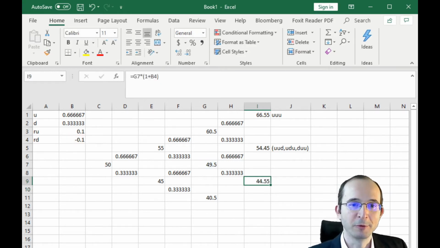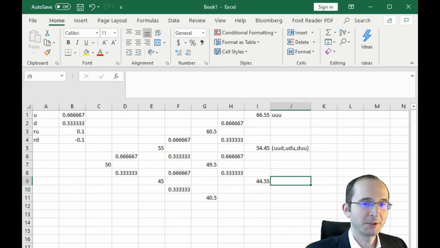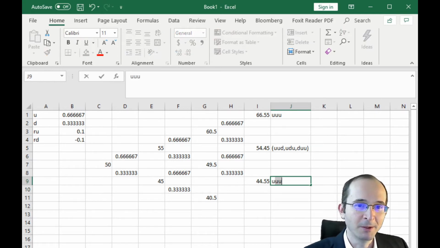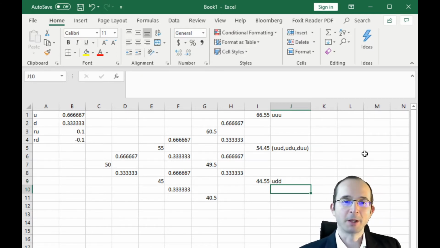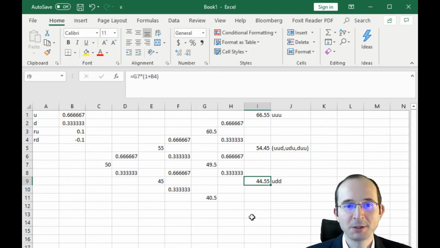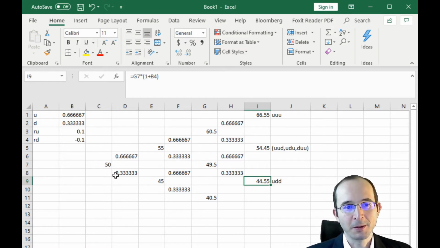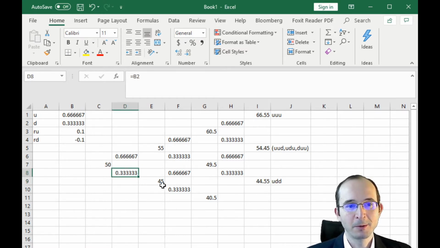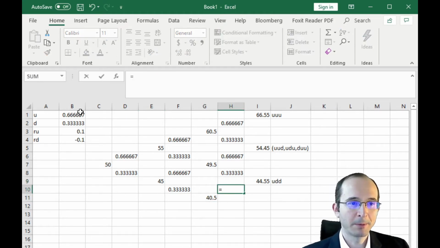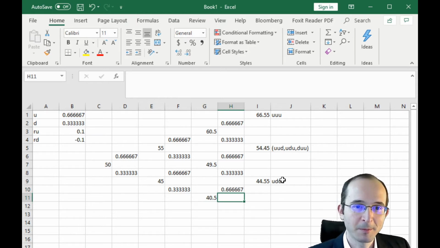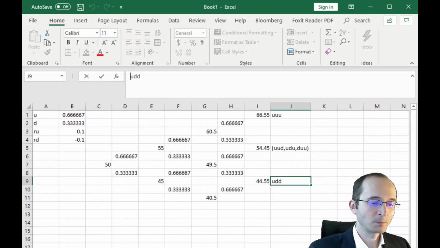And it gets you to 44.55, and that would be called state UDD. But again, how many ways can you actually get to this payoff of 44.55? Well, another way you could get there is you could go down to 45, down to 40.5, and now you can go up. 2/3 chance of that happening. And now that would be DDU.